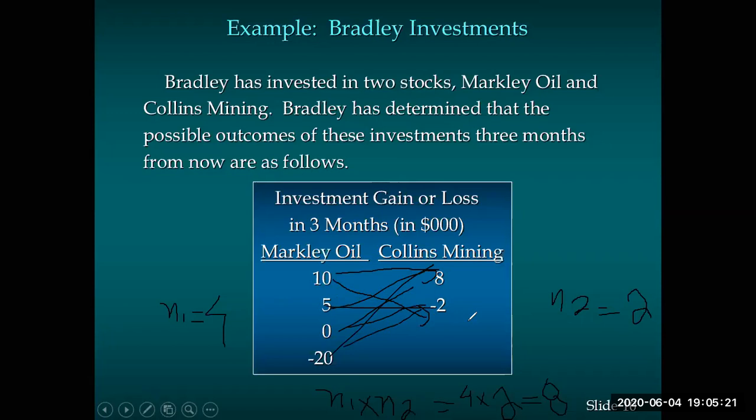So the worst scenario for Bradley would be -2 and -20, because if that happens, Bradley will be losing a lot of money, -20,000 in Markley and -2,000 in Collins Mining. This is what he, or she, I don't know, Bradley, whosoever it is, would not like. The liked scenario would be 10 and 8, that she makes 10 from Markley and 8 from Collins.